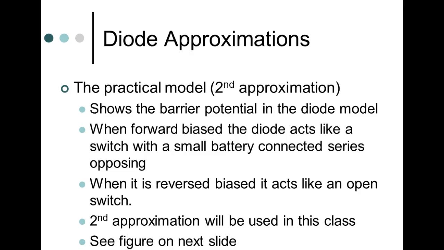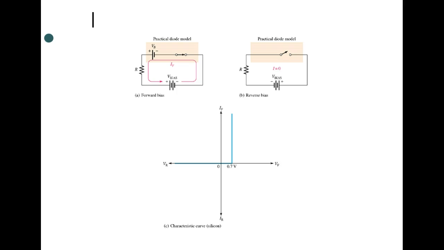We're going to use what we call the second approximation, also called the practical model. So what we do is we show the barrier potential. If it's forward bias, we're going to subtract 7/10 of a volt for silicon, and 3/10 of a volt for germanium, and we're going to consider reverse bias to be perfect. Everybody okay? So this is what we're going to use right here. We're going to use this VI characteristic curve because it's voltage relative to current, right?